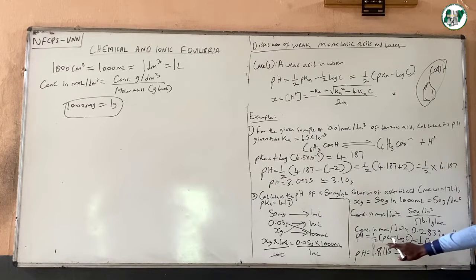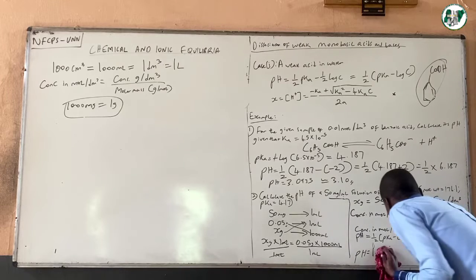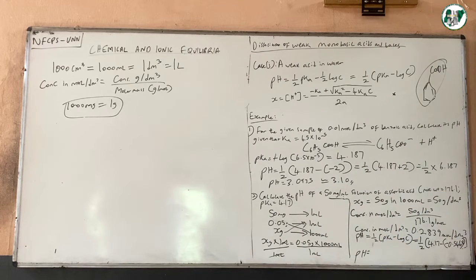Now remember, pKa minus, that is 4.17 minus, so let us open bracket to give our log C. Our log C, according to our calculation, is minus 0.5468. So when we do that calculation, we are going to be doing our correction right away.